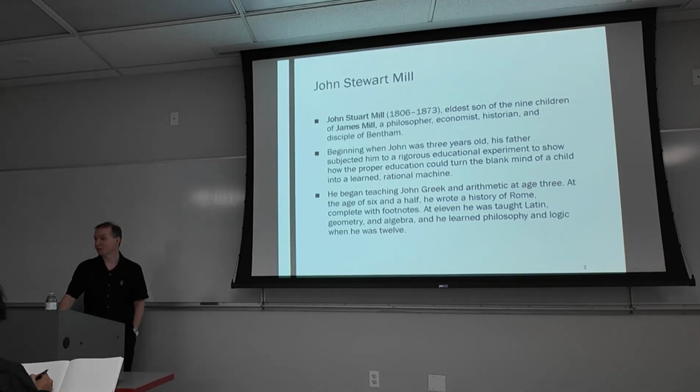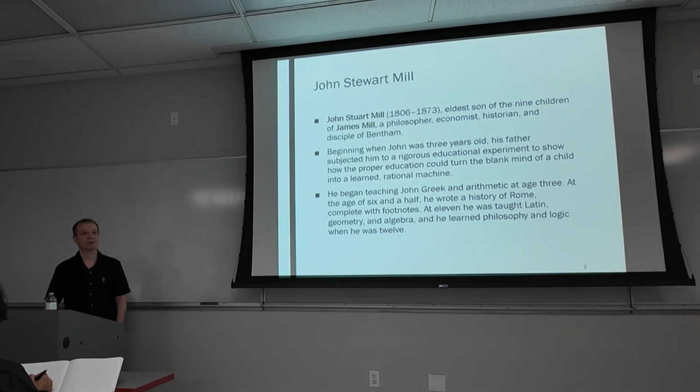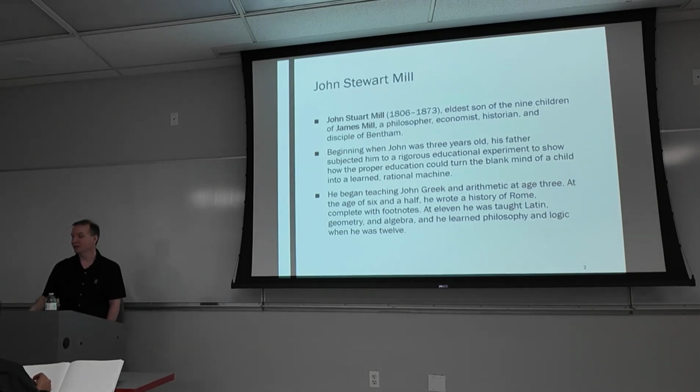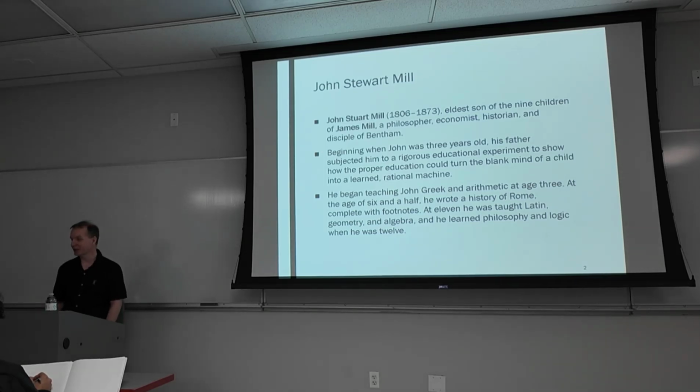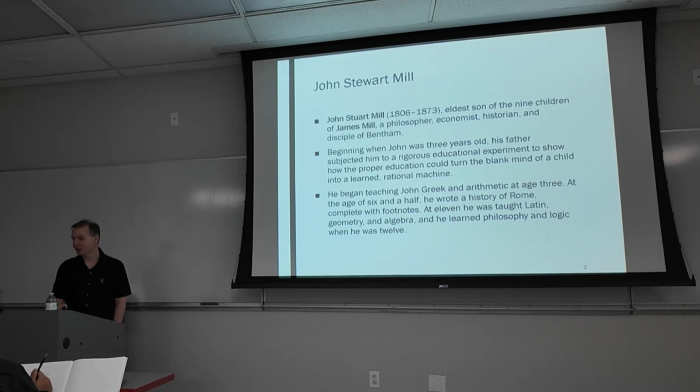To add to this, his father, James Mill, wanted him to become a genius, you may say. He was giving him a really intense education, amazing by any standard. Beginning when John was 3 years old, his father subjected him to a rigorous educational experiment to show how proper education could turn the blank mind of a child into a learned, rational machine. He began teaching John Greek and arithmetic at the age of 3, believe it or not. At the age of 6.5, he wrote a History of Rome, complete with footnotes. At 11, he was taught Latin, geometry, and algebra, and learned philosophy and logic when he was 12. That is truly amazing.